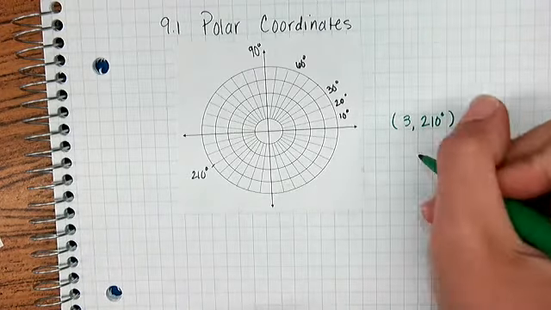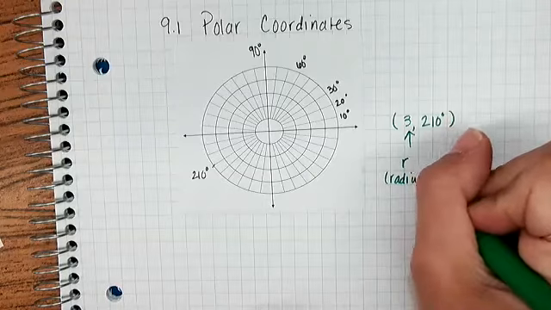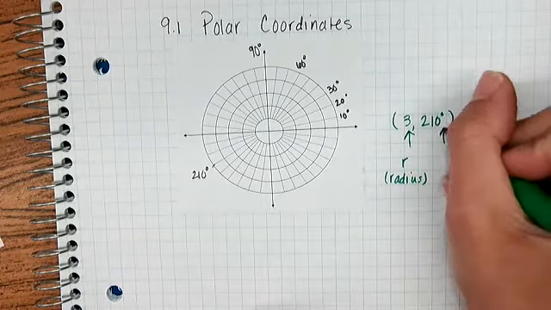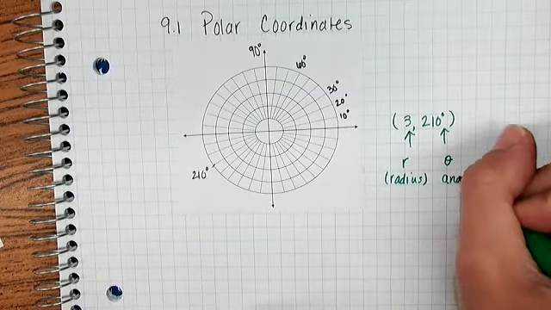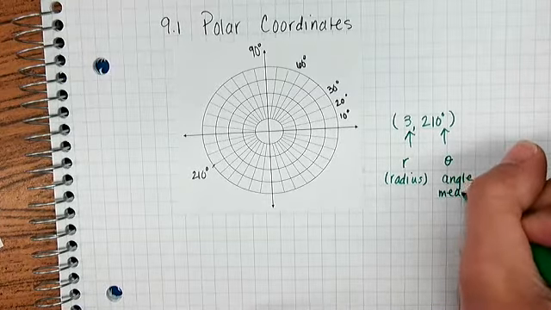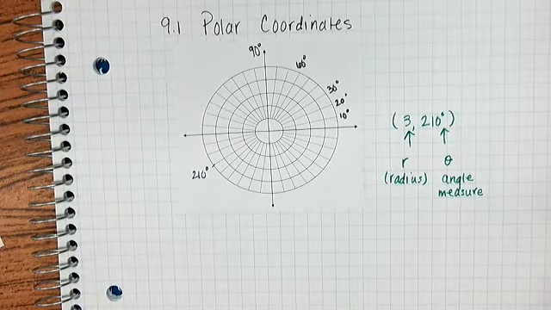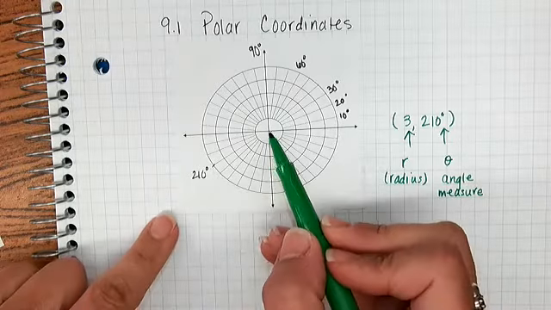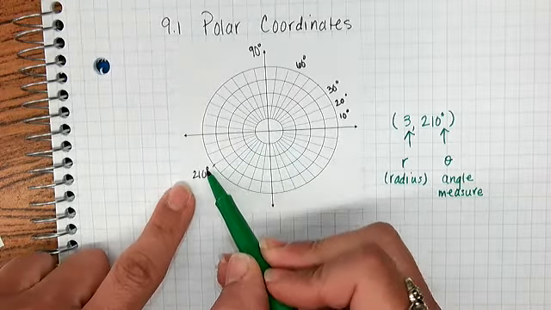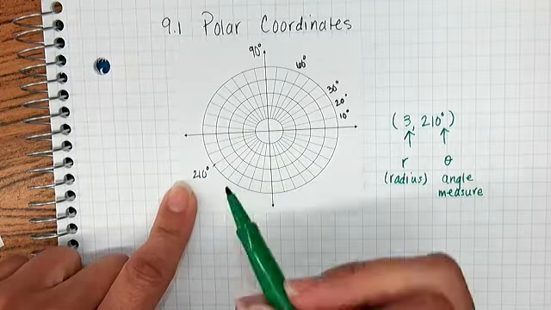210 degrees. What used to be X is now R, and that is the radius. And what used to be Y is now theta, and that is your angle measure, which I'm sure goes without saying. So if I ask you to plot the point 3, 210 degrees, even though the radius comes first, I can't stress to you enough that you should find the angle measure and then the radius. So 210 degrees is on this diagonal line right here. And 3 means I would go 3 circles, so to speak, from the origin.